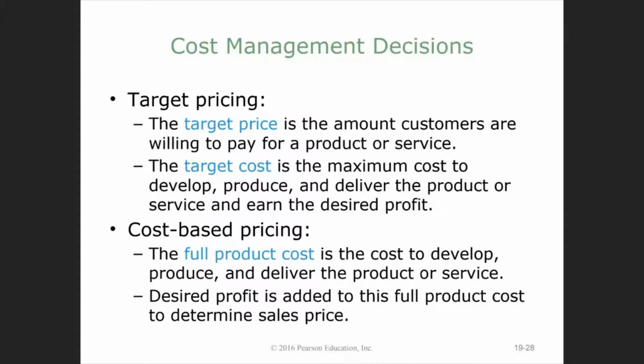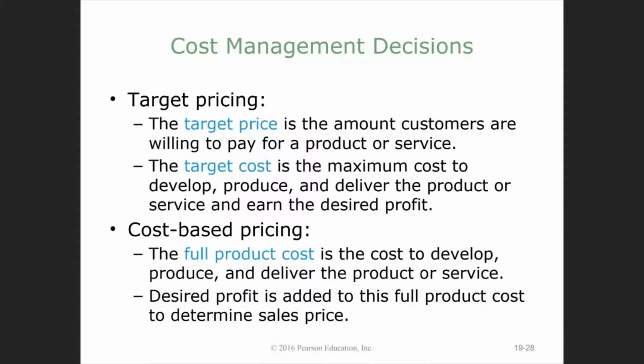Target pricing is the amount customers are willing to pay for a product or service. The target cost is the maximum cost to develop, produce, or deliver the product or service and earn the desired profit.